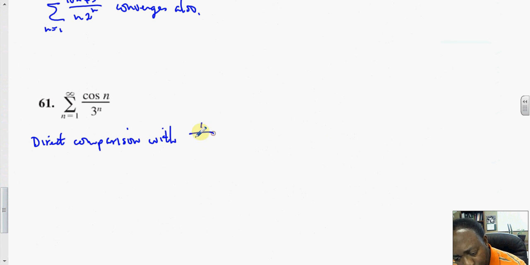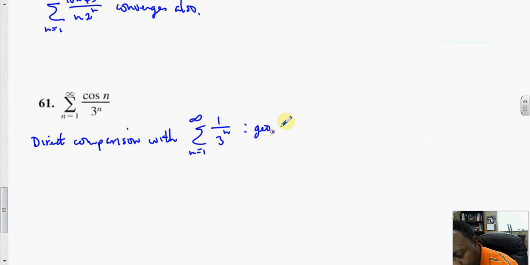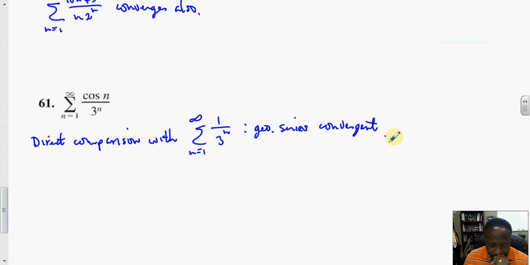With 1 over the series 1 over 3 to the n. So this is a geometric series, convergent. Okay.